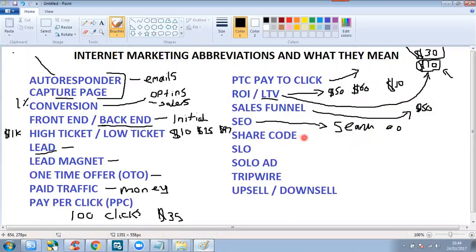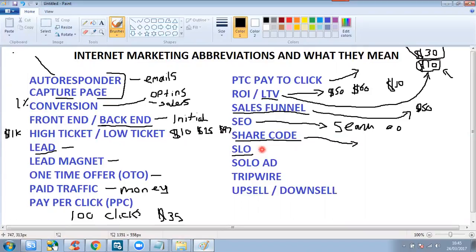Share code, this is something that we have in our marketing system, which is part 2 of our Endless Wealth Plan. The share code just means that, let's say we have a sales funnel, we can give you a share code so that you can use our sales funnel, which is linked to your sign up pages. So people can join through you, and you can just duplicate our exact sales funnel. That's what a share code is. We can just give you a code, and you can use our sales funnel, our capture pages, our autoresponder emails, everything we can transfer over to you.